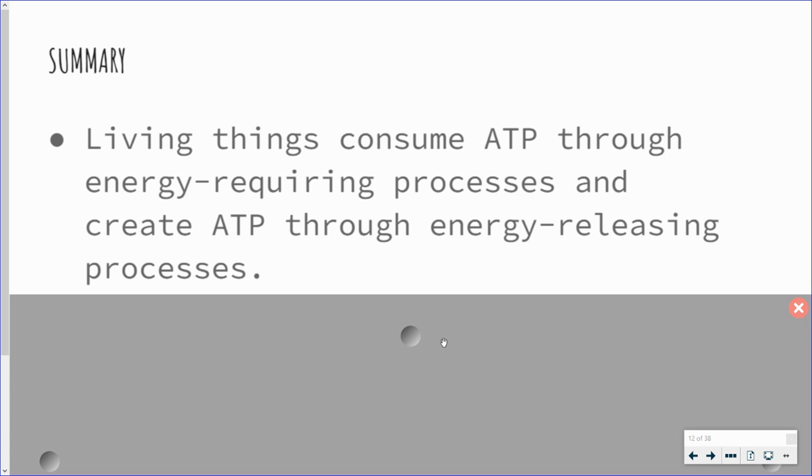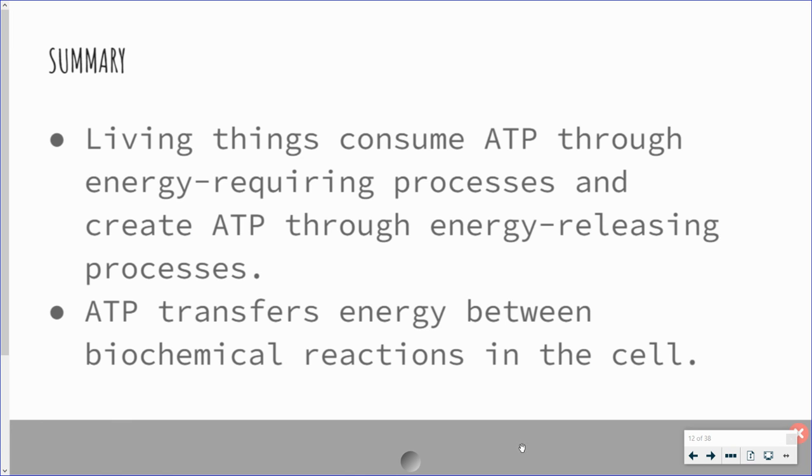So in summary, living things consume ATP through energy required processes. From our last unit, active transport is one of these energy requiring processes. And they create ATP through energy releasing processes, the burning of glucose, for example. ATP transfers energy between biochemical reactions in the cell. And that's what the next video and next set of notes will be all about. We'll learn about glycolysis, the Krebs cycle, the electron transfer chain, fermentation, etc. ATP transfers energy from these biochemical reactions to the cell, so the cell can use it for its life processes.